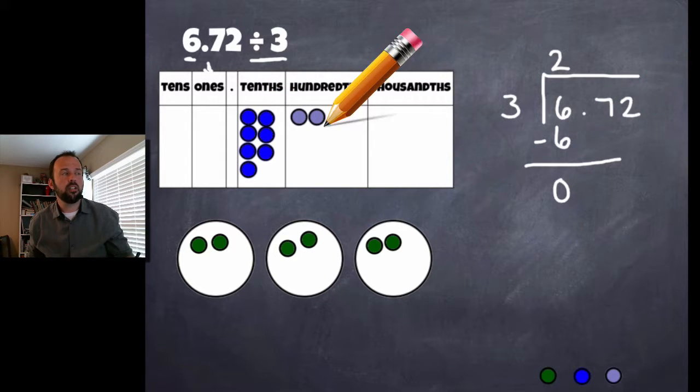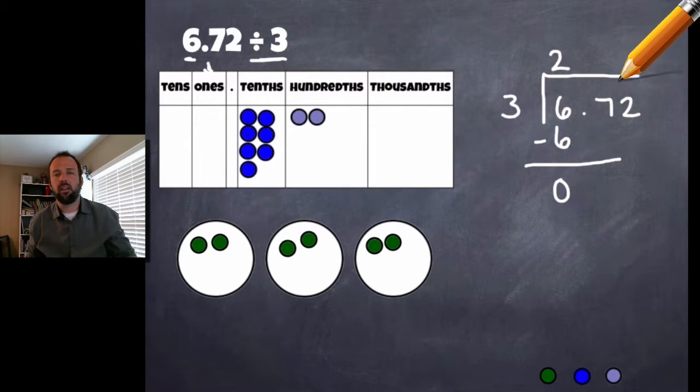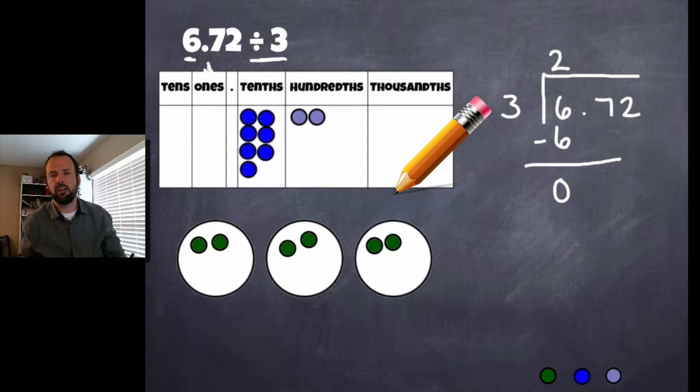So for the next step, we're going to jump back to our place value discs, divide, and then I'm going to show you where that lines up in our standard algorithm.